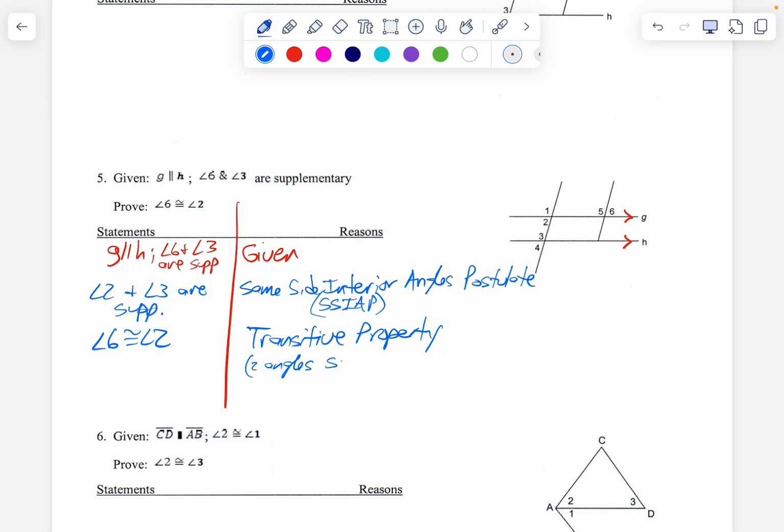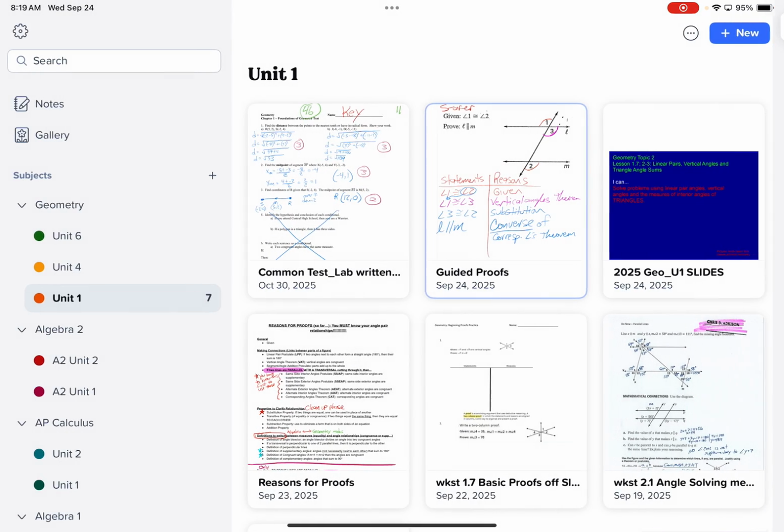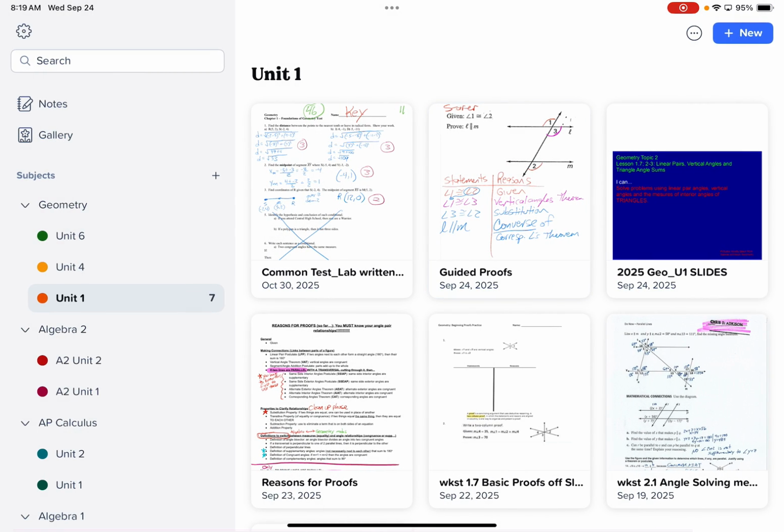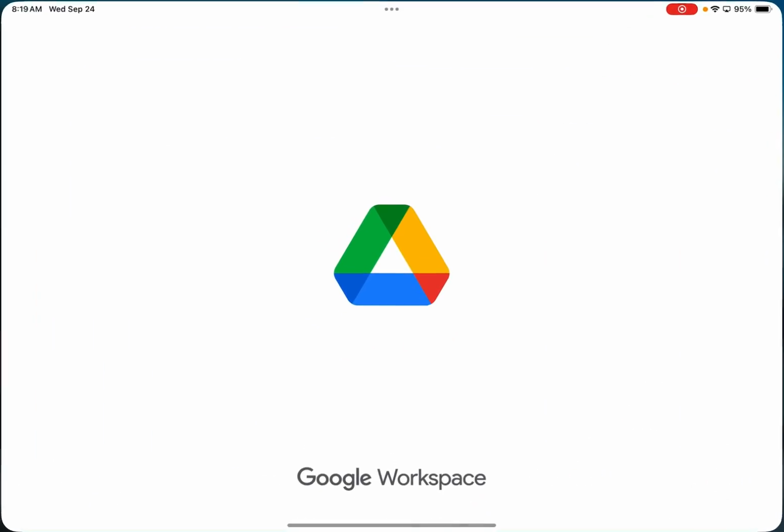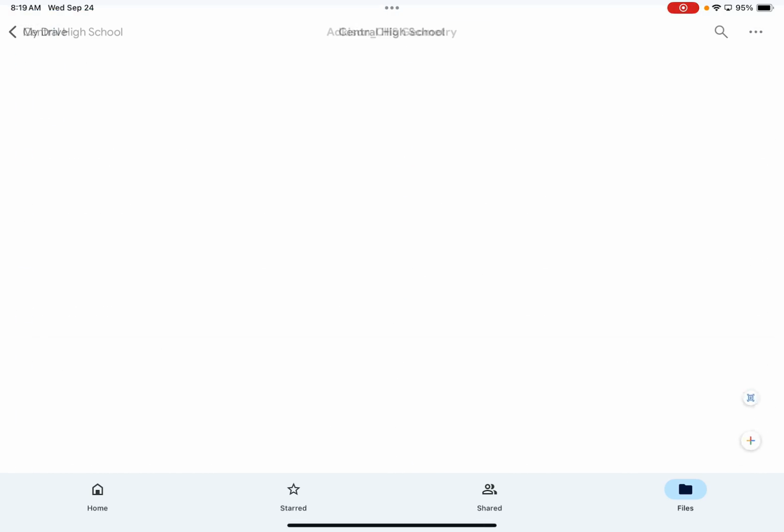Two angles supplementary to the same angle. Now, like I said, there's a little bit more rigorous version of this proof, but since we're so early on in proofs, I'm going to accept that. Did that help? Okay. Any others that you'd like me to do before we just check them? Okay. Let me put those up here then.